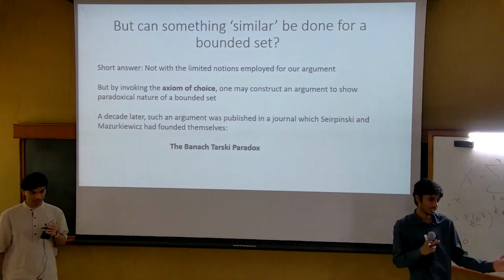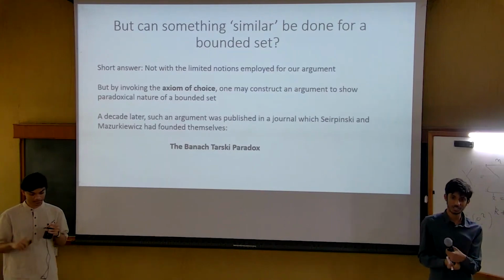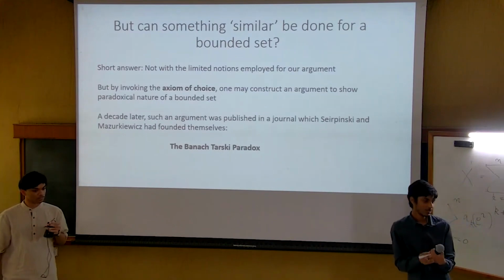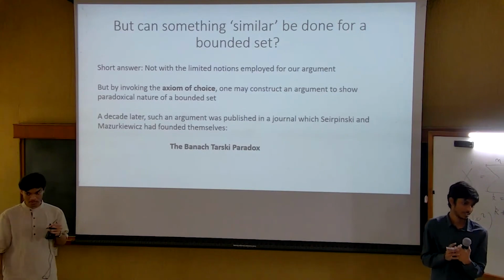Like the set of all polynomials applied to a number, you can't even visualize it, and moreover, it's unbounded. The coefficients can be arbitrarily large. Can we do it for a bounded set? It turns out you cannot with the limited notions we have employed, simple algebra and isometries.